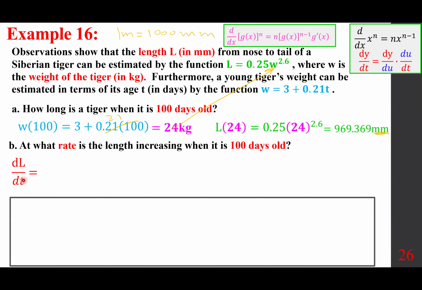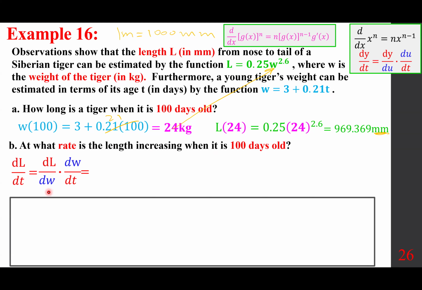So dL/dt, I'm going to write it in the same fashion, and I'm not going to put anything here yet, just like this one. And again, y is the L. At what rate the length is changing when it's 100 days old, so dL/dt. So what variable takes us from L to t? The intermediate variable is W, so you put dW. That's how you find this du, or in this case, dW.